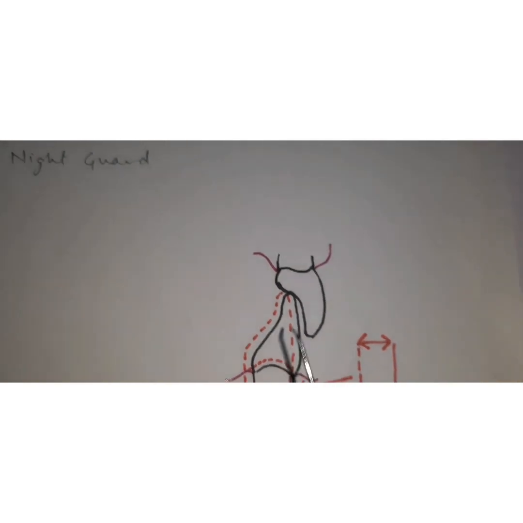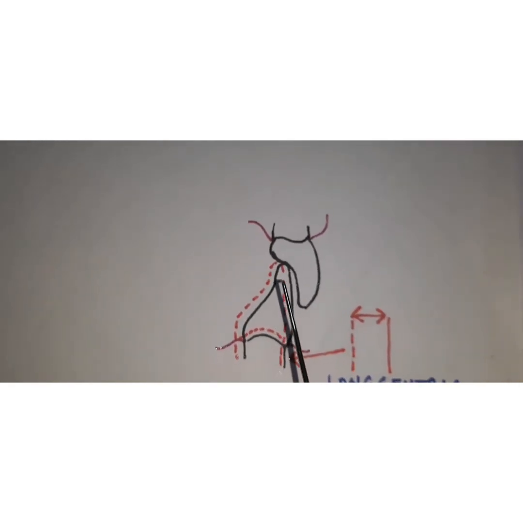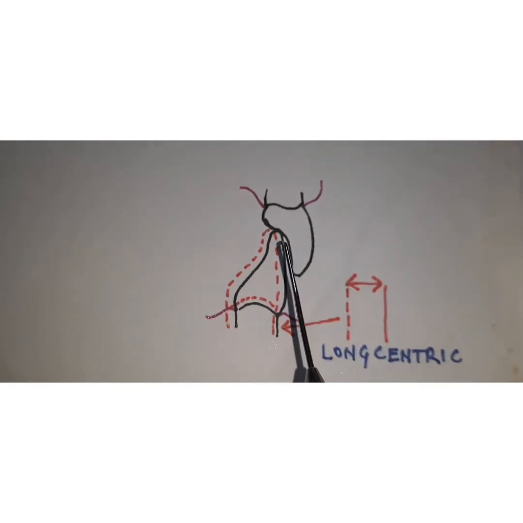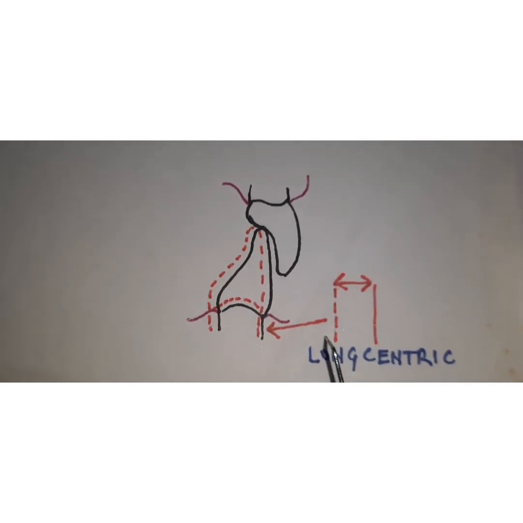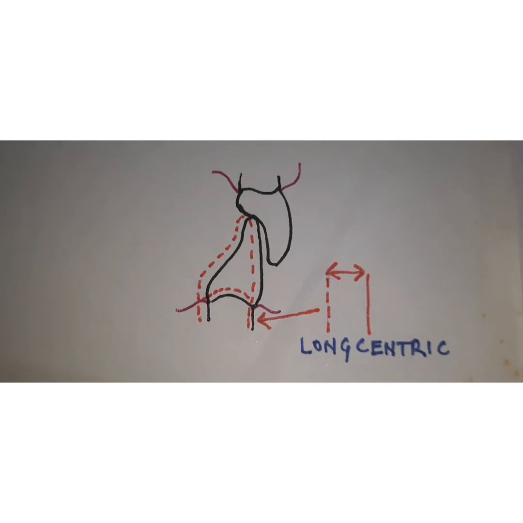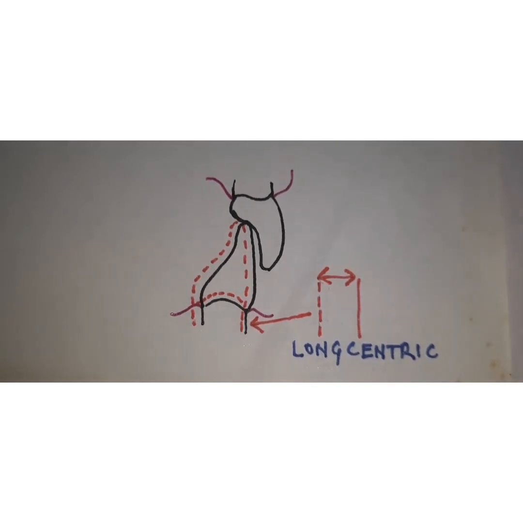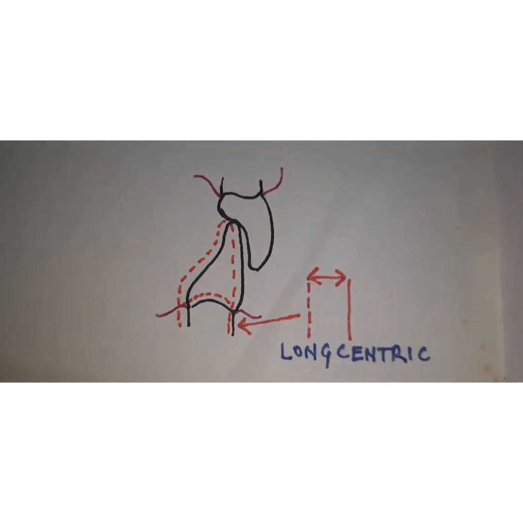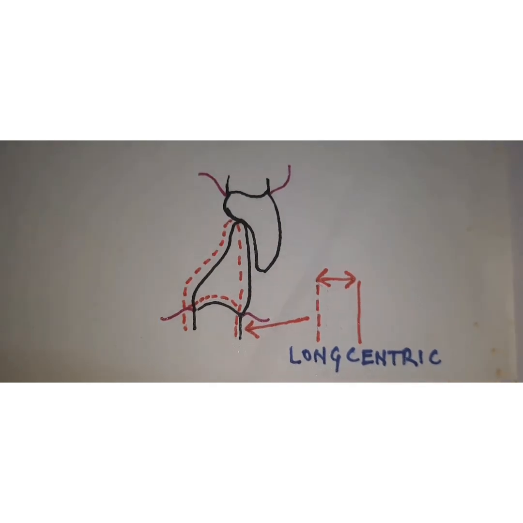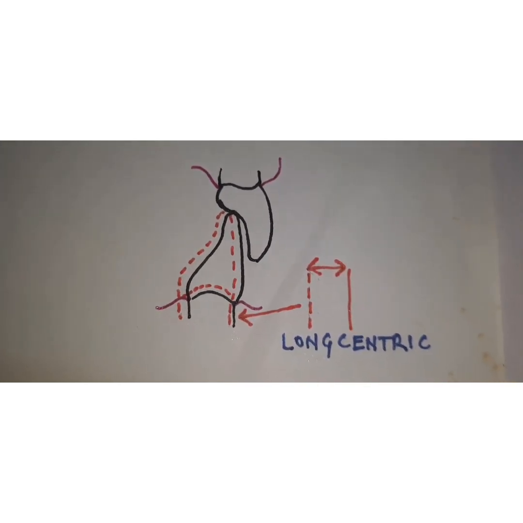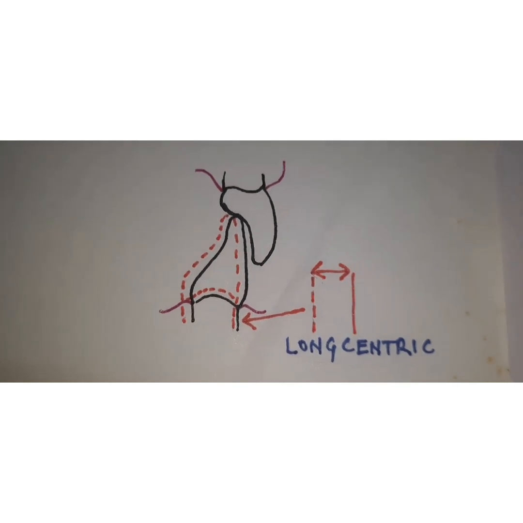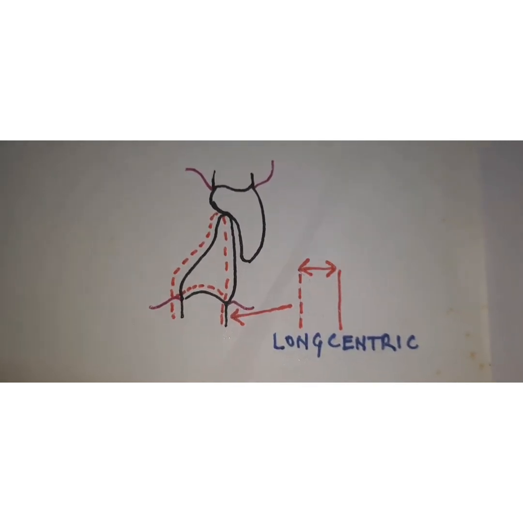So this is a distance from the centric relation position to the maximum intercuspation position. This distance is called the long centric, and this is around 0.5 to 0.75 millimeters of free space between the maximum intercuspation and centric relation position where the vertical dimension is not altered.